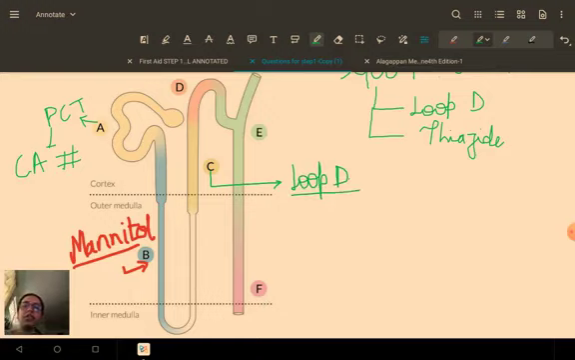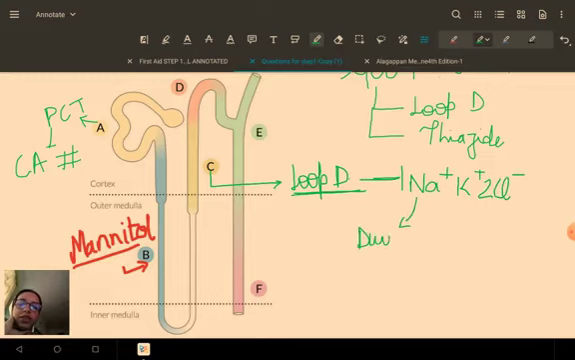Loop diuretics act on the thick ascending limb of the loop of Henle. They are going to inhibit your sodium, potassium, 2-chloride channel. By inhibiting this, they are going to cause diuresis. Water is going to go along with the sodium and we are going to achieve the diuretic effect that we desire. But they are also going to cause hypokalemia by excreting potassium. Okay. Loop diuretics, one of the side effects is gout.